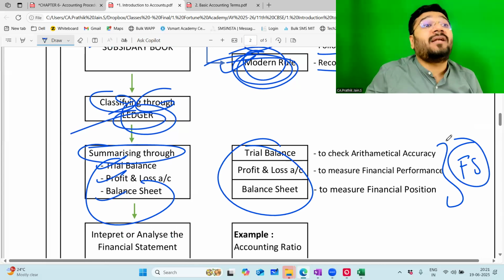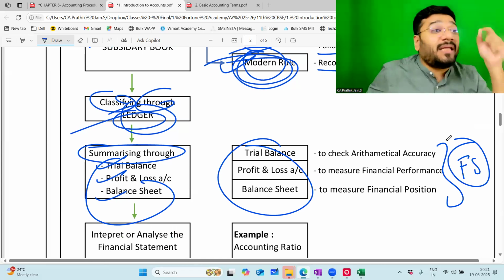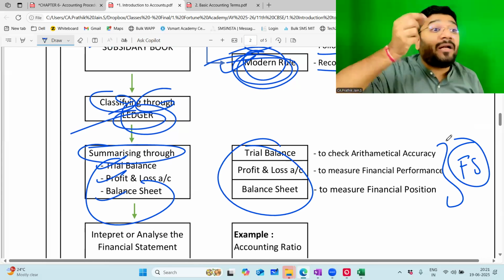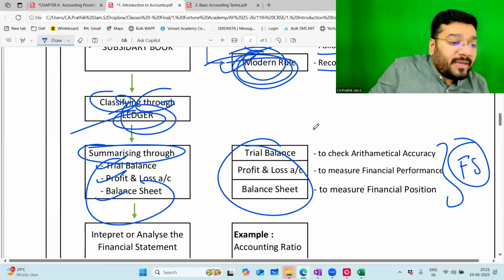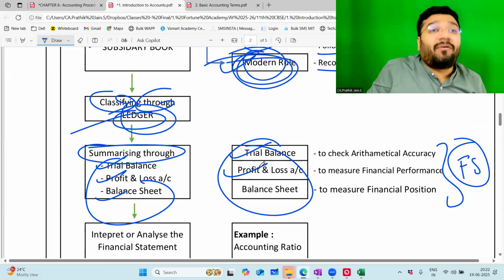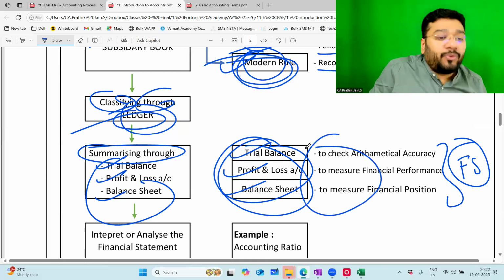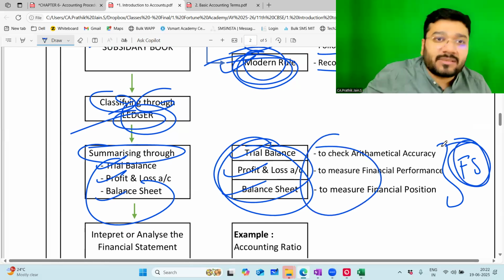What is a financial statement? A financial statement is nothing but the report card of the business. This statement comprises multiple documents. In that, one document will be your trial balance. One will be the trading and profit and loss account. Third will be the balance sheet. All this data that you put together is called the financial statement, the report card of the business.